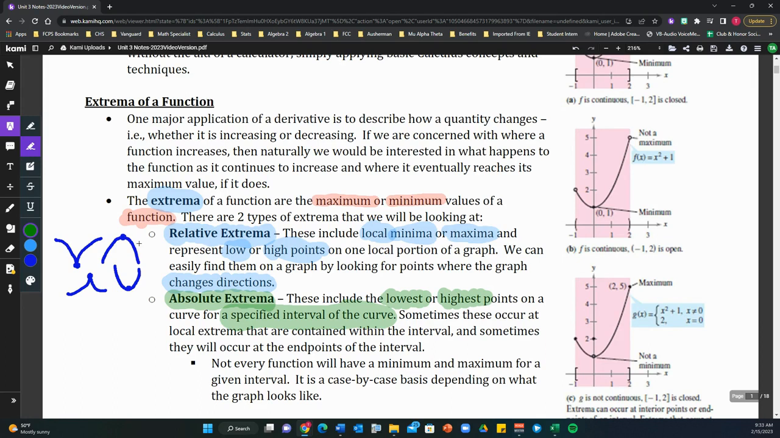But now we have to be able to specify the difference. There are going to be some cases where a function on a given interval does not have a minimum and a maximum, or it may not have either of them.